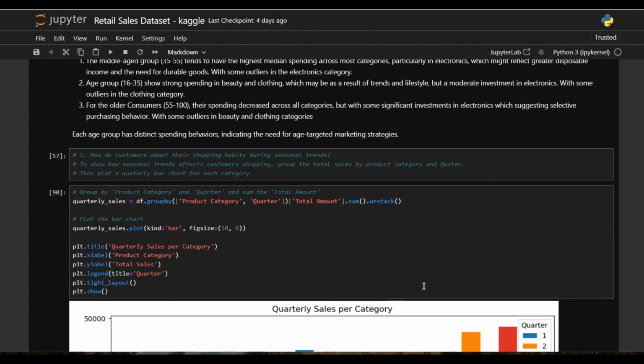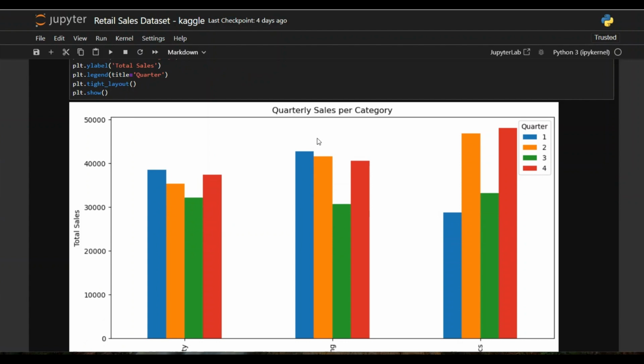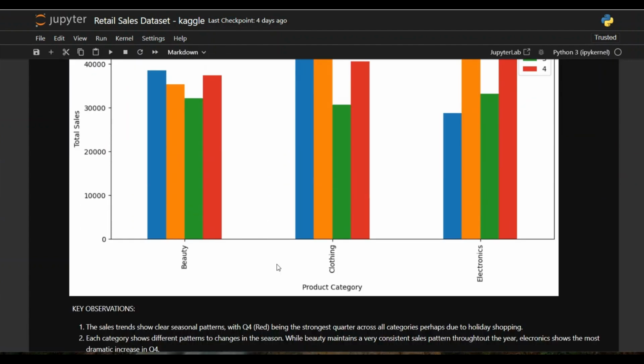Then to see how customers adapt their shopping habits during the seasonal trends, we're going to look at how customers shopped in each category per quarter. So that means we are grouping the total amounts according to the product category and according to the quarters. Each quarter, we want to see what sales happened for each product category.